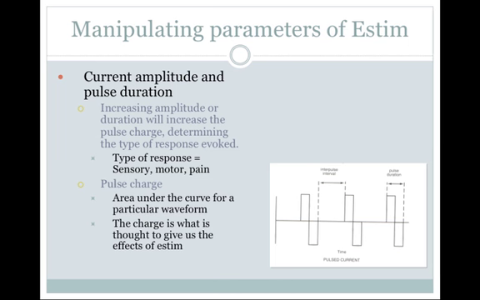If we increase the area, we've increased the pulse charge, and that helps to determine what type of response is evoked. The response being, am I getting to sensory level stimulation, motor level stimulation, or am I starting to cause some pain? Alright, so the pulse charge is defined as the area under the curve for a particular waveform, and the charge is very important, as that is what is thought to give us the effects of electrical stimulation.